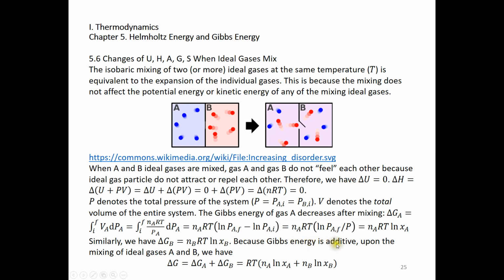Because Gibbs energy is additive, we can just sum up the change of the Gibbs energy of A and the change of the Gibbs energy of B to get the total change of the Gibbs energy of the entire system. We get this equation: RT times nA ln xA plus nB ln xB. We realize this nA is just n times xA and nB is just n times xB, if we use n to denote the total number of moles.